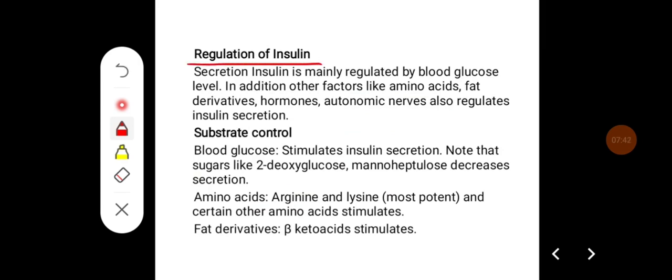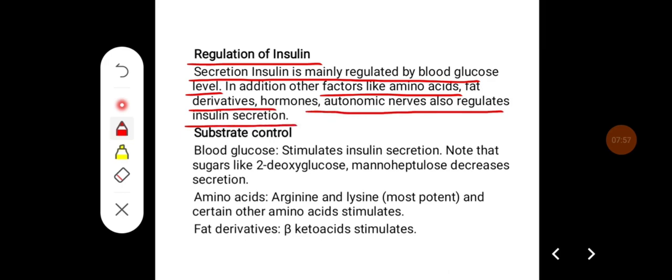Coming to the regulation of insulin secretion. Secretion of insulin is mainly regulated by blood glucose levels. In addition, other factors like amino acids, fat derivatives, hormones, and autonomic nerves also regulate insulin secretion. Coming to substrate control, blood glucose stimulates insulin secretion.